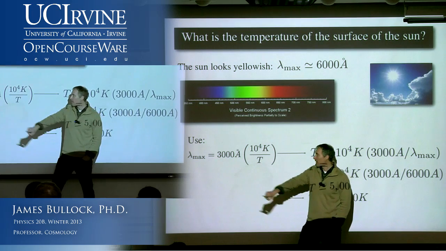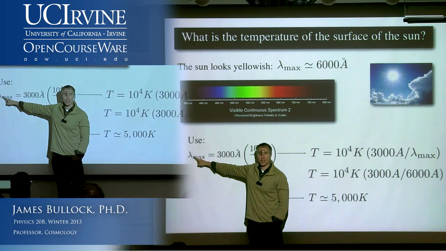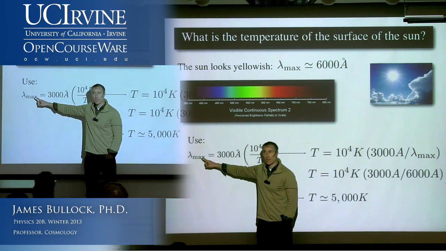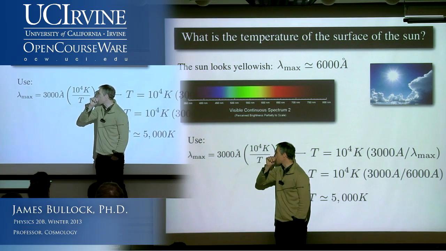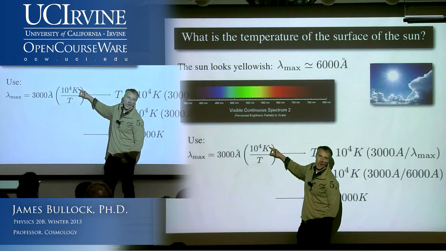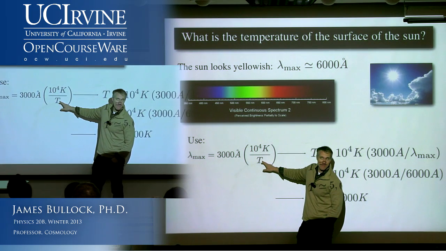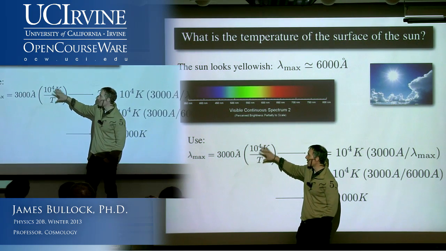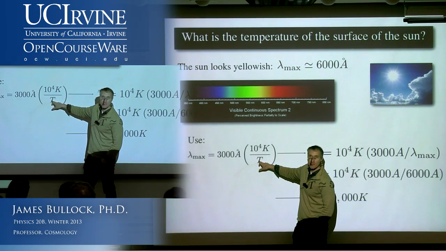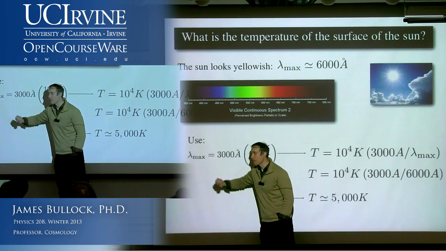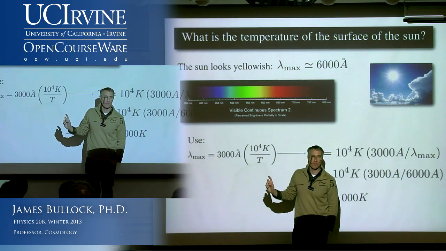So we're assuming that lambda max is 6,000 angstroms. And we know that that should equal 3,000 angstroms times 10 to the 4 Kelvin divided by whatever the temperature of the sun is. So then we can manipulate this equation to figure out what T is in terms of things that we know, lambda max and these other numbers.